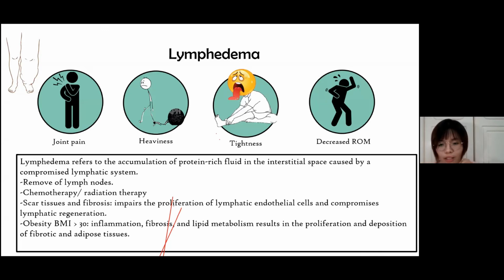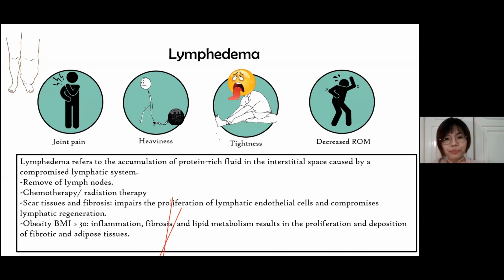scar tissue and fibrosis impair the proliferation of the lymphatic endothelial cells and compromise the lymphatic regeneration. Or obesity, more than 30 BMI, will have a high risk of lymphoedema because inflammation, fibrosis and lipid metabolism cause adipose and fibrotic tissue to increase the risk of edema. So for symptoms of edema, the patient will complain of joint pain, limb heaviness, tightness, or decreased range of motion.